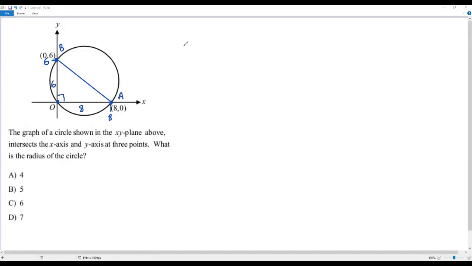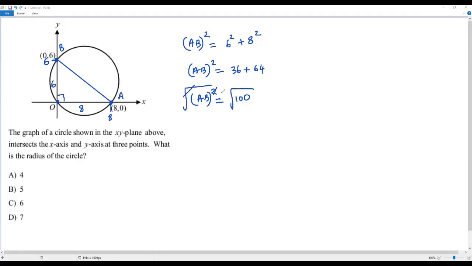According to the Pythagorean theorem, the square of the hypotenuse equals the sum of the squares of the other two legs. Here the lengths of the two legs are 6 and 8, so the sum of the squares of the two legs is 6 squared plus 8 squared. AB squared equals 36 plus 64, since 6 squared is 36 and 8 squared is 64. AB squared equals 100. Now to solve for AB, let me take the square root on both sides. The square root and the square cancel out.